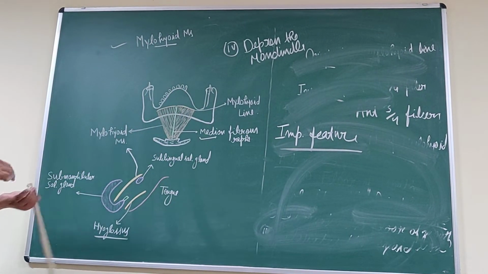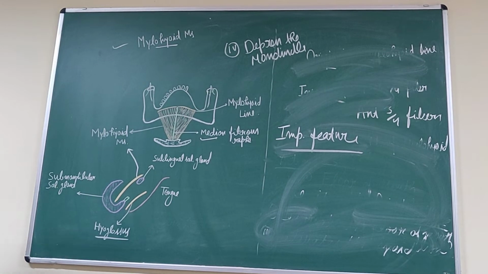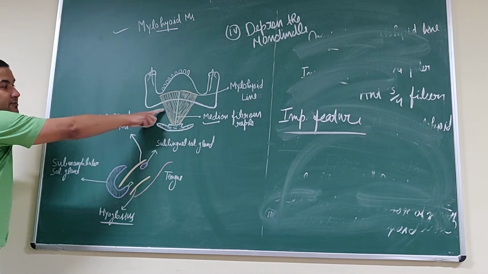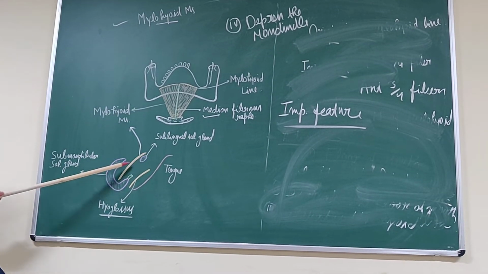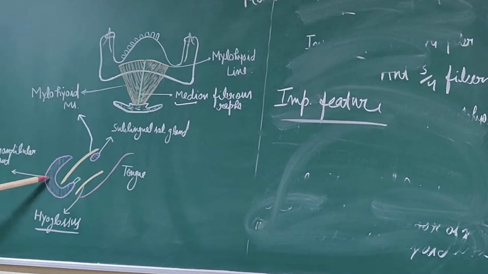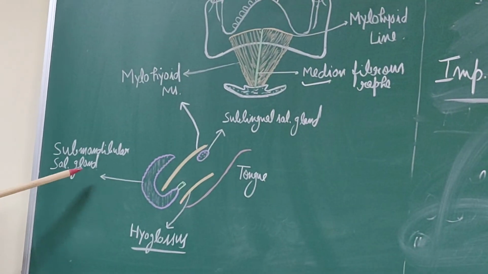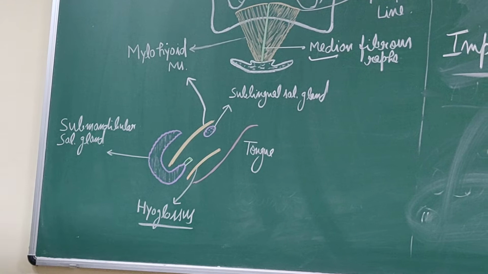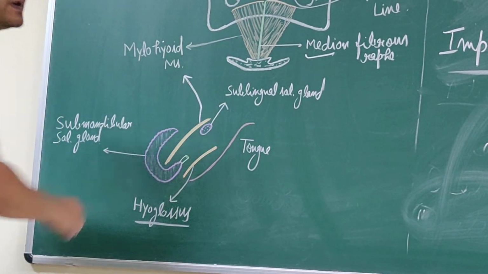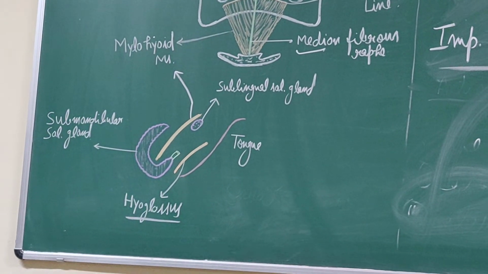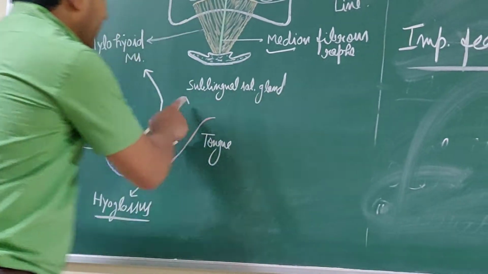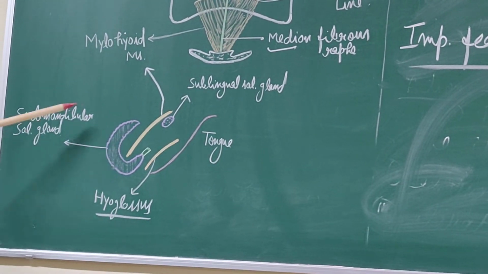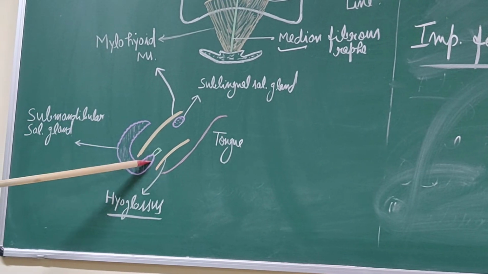Of these mylohyoid muscles, this is the posterior border. The posterior border of the mylohyoid muscle divides the submandibular salivary gland into the superficial part and the deep part. We will study it in the submandibular gland. It is the mylohyoid muscle that divides the submandibular gland into the superficial part and the deep part.